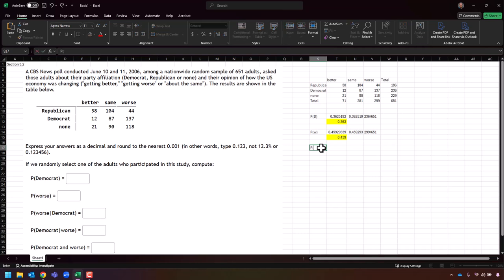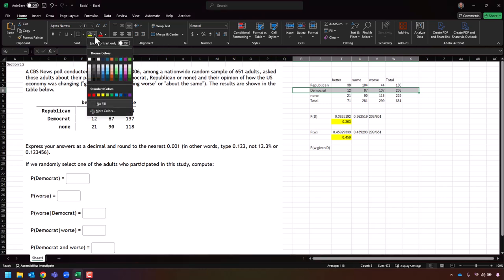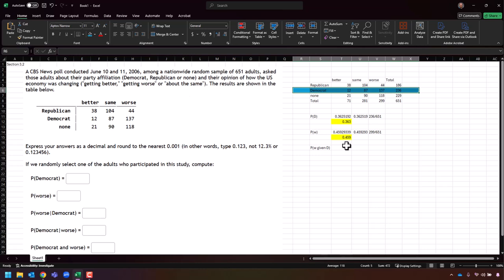So now I have the probability that we're worse given a Democrat. I'm going to add a little space here and make this a little bigger so that we can read these. With these ones, when we're given that we have Democrats, essentially we're narrowing down the group that we're looking at. So I like to highlight the row or column that I'm looking for. What this changes is we're only looking at this group of people, so my new total for my sample size is 236.